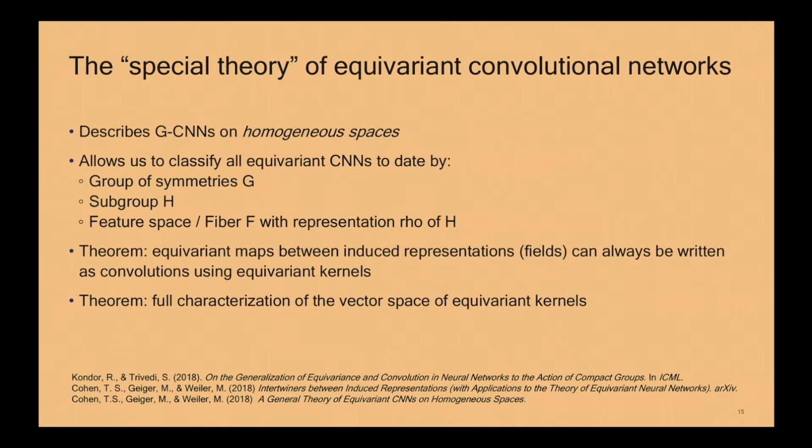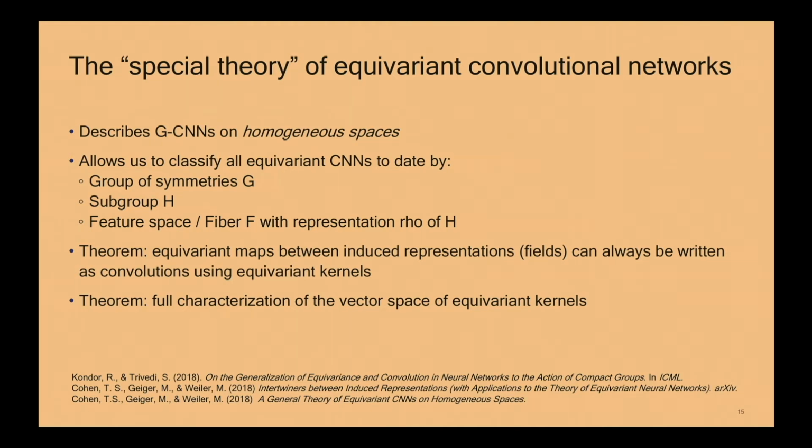Then we have what we jokingly call the special theory of equivariant convolutional networks, where we generalize this to convolutional networks on any homogeneous space. So a homogeneous space is just a manifold where, for any two points on the manifold, you can move one into the other using some symmetry transformation. So the plane is a homogeneous space because you can translate any point to any other point. The sphere is a homogeneous space because you can rotate any point into any other point.